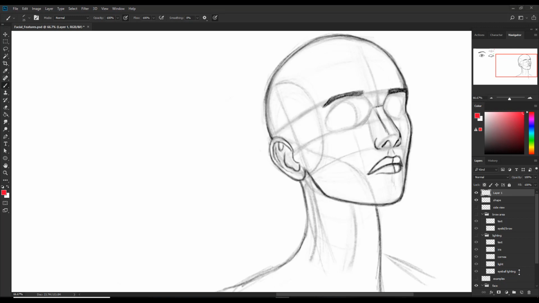In the last video, we went over the general proportions and planes of the head. We're going to continue today with our first deep dive into the facial features, the eyes.